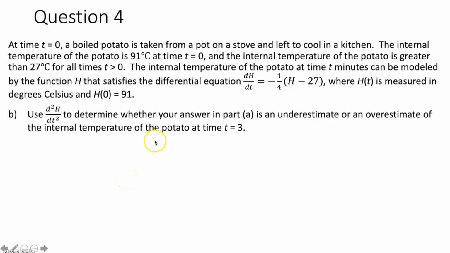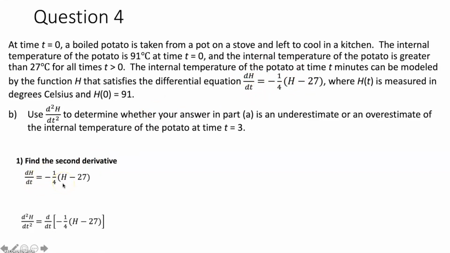So we just have to determine, is the graph of your function h concave up or concave down at time t equals 3? Meaning, is the second derivative of your function h positive or negative at time t equals 3? So the first thing we need to do, obviously, is find the second derivative. So how do we find the second derivative of our function h? Well, we take the derivative of our first derivative. So let's take the derivative of this first derivative with respect to time, t.